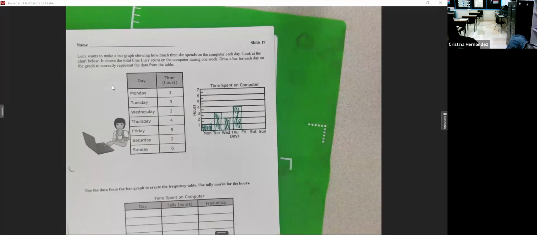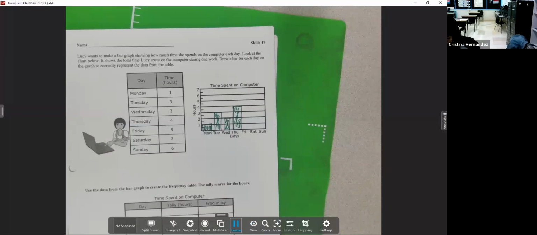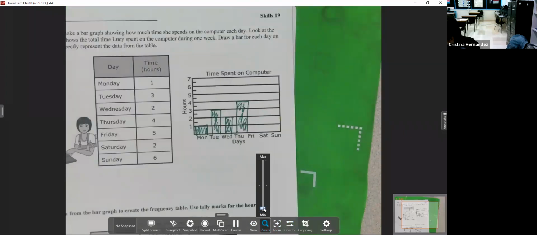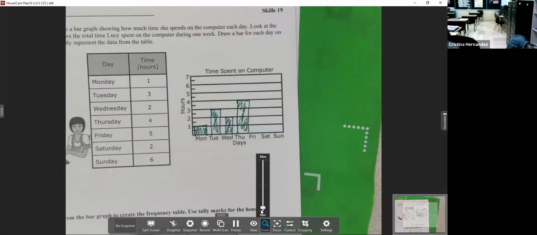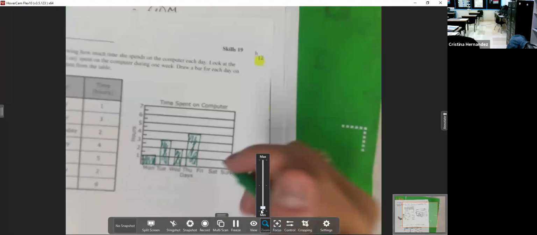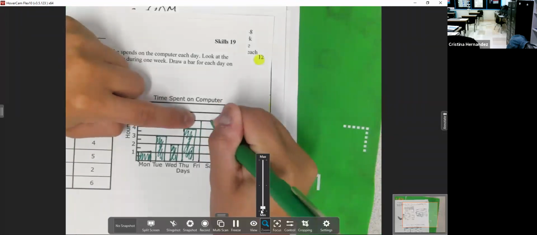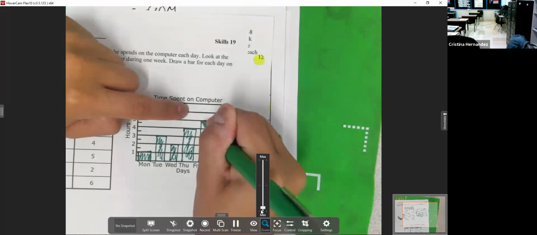Let me zoom in a little bit so you can see. And then on Friday, there's 5. Friday must be testing day, so she decided to Zoom more because it's testing day on Friday. She probably doesn't know much because she hasn't attended school much during the week. Oh, Lucy. Y'all don't want to be like Lucy. Lost Lucy is probably what she is in class.